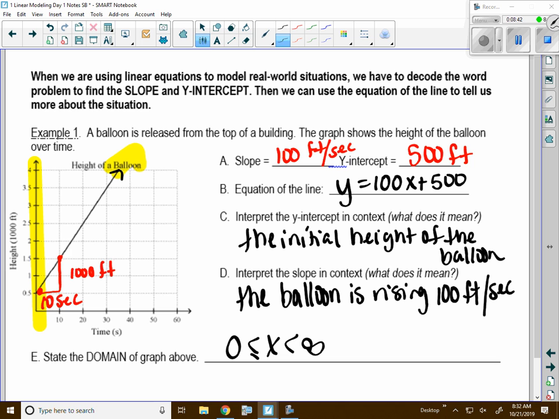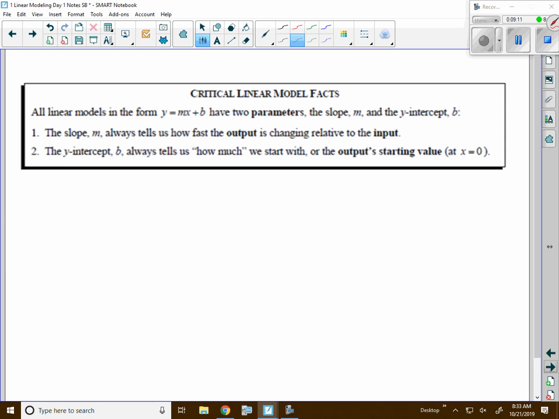Okay, so what's another way that I could write that domain? Can I write it like that? x is greater than or equal to 0. That implies it's just going to go on forever. We don't really know. Either way I would accept that. Okay, so look at that. Any questions? Next one.